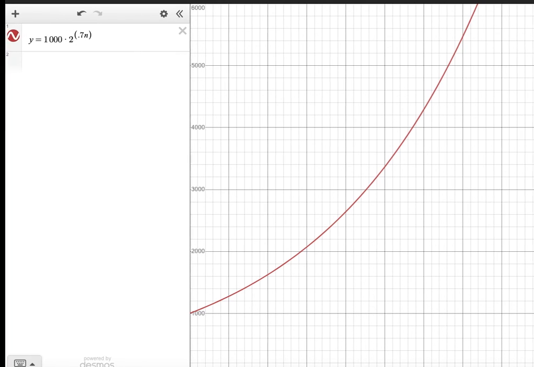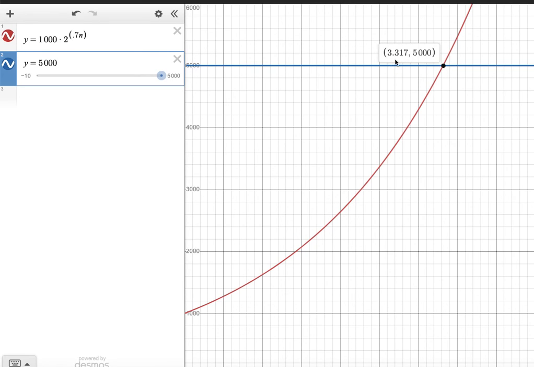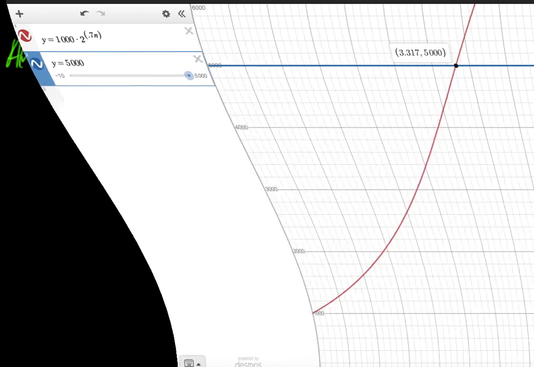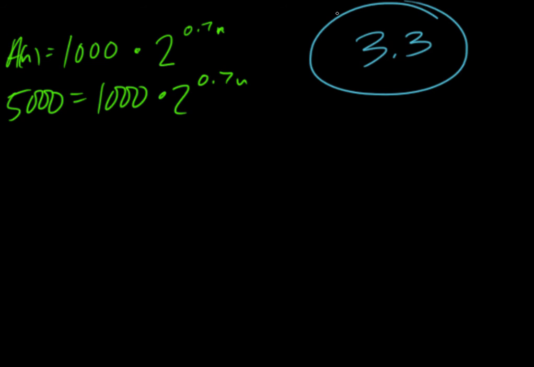And they want us to see what happens when y equals 5,000. So just do that. See, and it says 3.317 weeks is where that's going to happen. So just like 3.3 is fine. And then we're going to check our answer using logarithms. So we're going to get rid of this, and we're going to plug in 5,000 for A_n, and then we're going to solve for n to see what we get. So remember, our answer was about 3.3 using the graph.